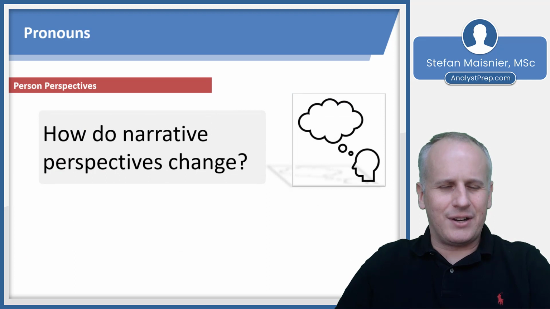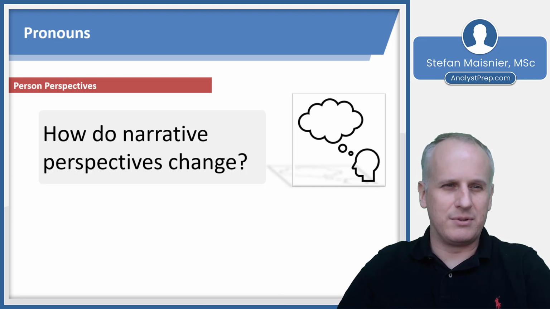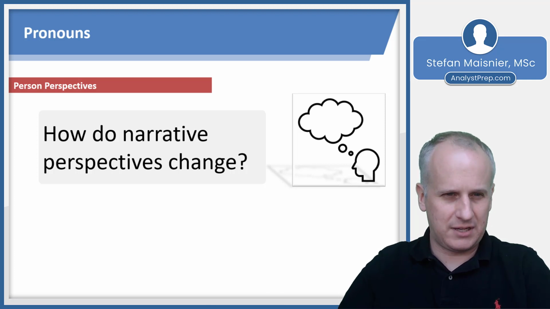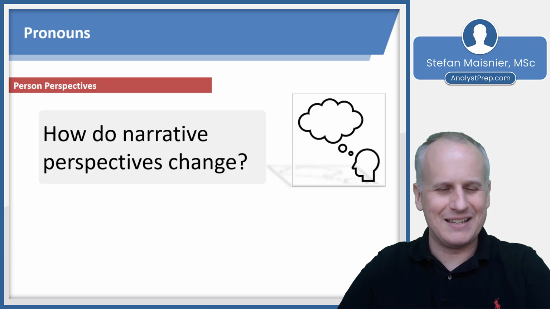So let's talk about person as it pertains to pronouns. Now, pronouns are going to refer to other nouns, objects, or subjects within a sentence. So, Stefan, he went to the store. So we know who Stefan is. Stefan has been established, and he refers to Stefan. So you don't have to keep saying the same noun over and over again.